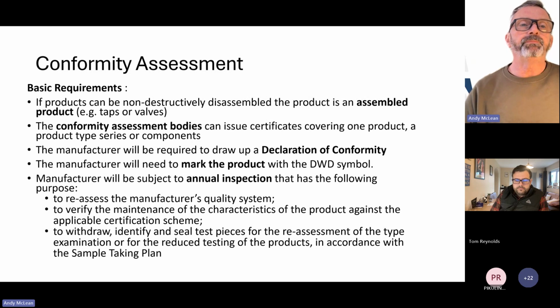So the basic requirements, what they're expecting, or what Article 11 actually covers. If products can be non-destructively disassembled, the product is an assembled product. So I think we'll all agree that's most of our products. The conformity assessment bodies are the ones that can issue certificates. So it is more or less a +1 system in simple terms, but I'll talk more about what that entails as we go through.